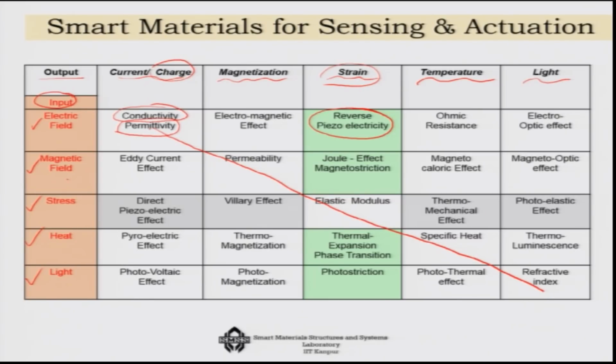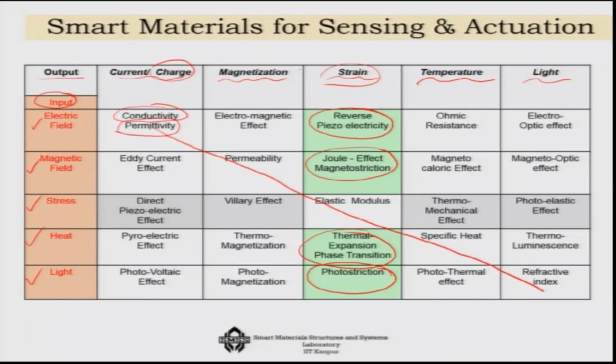Similarly, when I am applying a magnetic field, if this happens along this column, the mechanical strain, which is also defined by the Joule effect, then it is a smart material. For heat, if there is a thermal expansion related to phase transition, not a normal thing, but a phase transition, then it is a smart material. For light, if the light itself changes the shape, then it is photostriction, it is a smart material.